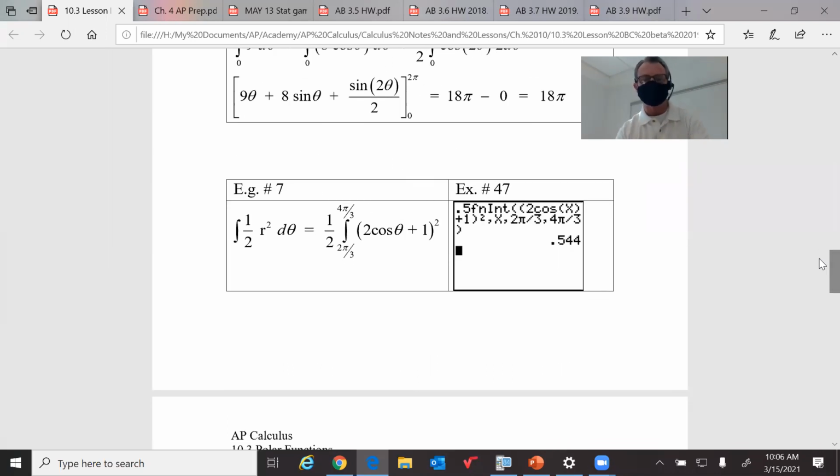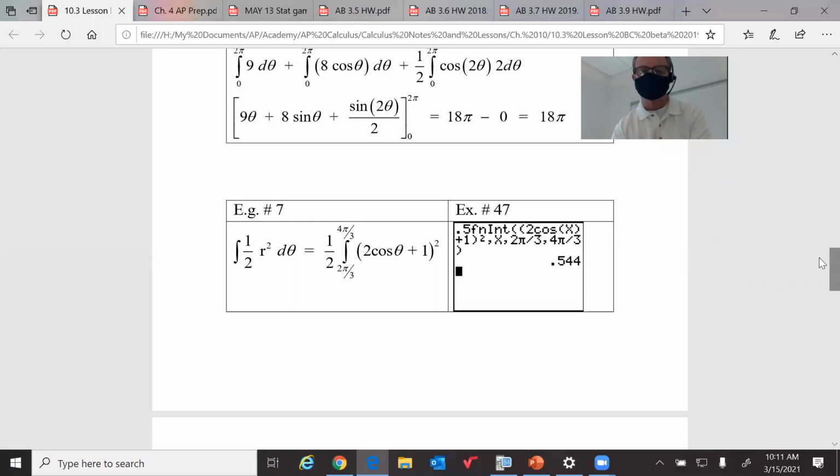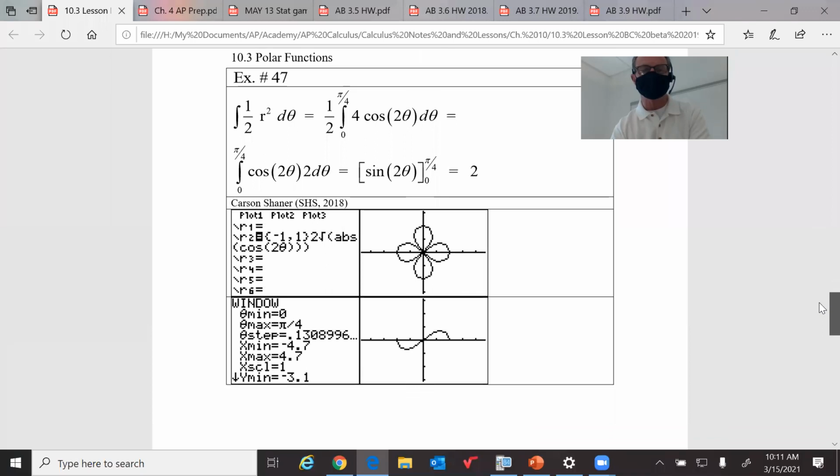Example 7 is a calculator question. So what do you need for the calculator? You need the limits, and then you just math 9 it. Don't forget the 1/2. Okay? So problem 47 is a calculator question. So here's 47, which you don't need a calculator for. Ready? But you could.